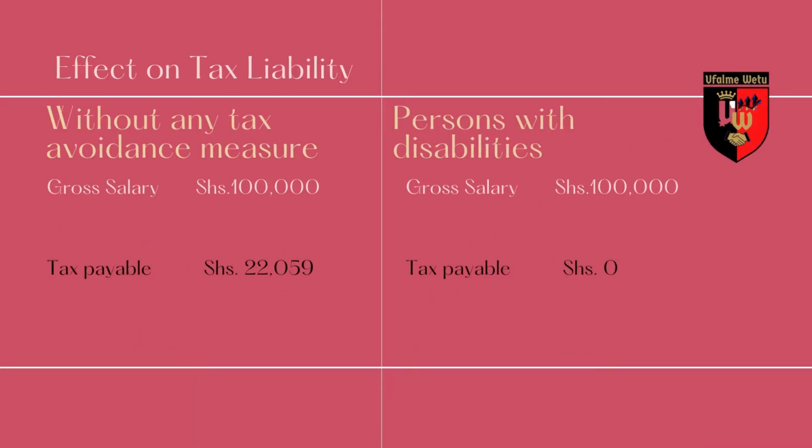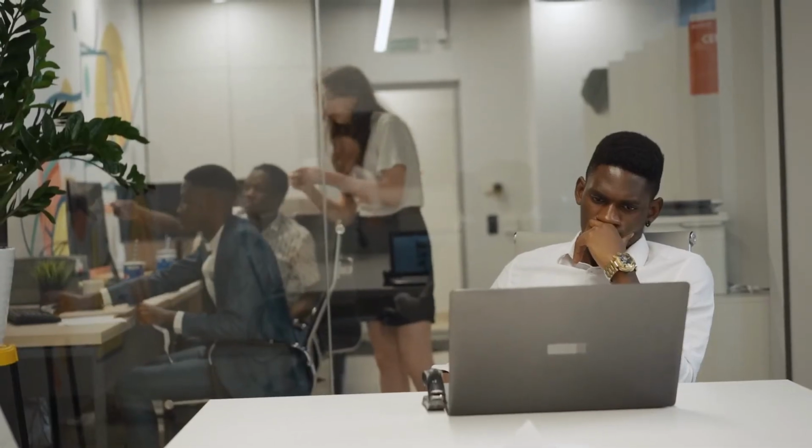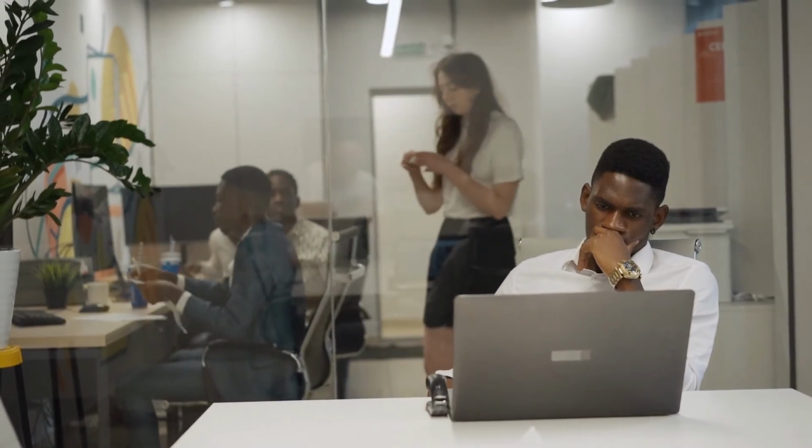Disabled people are free from paying tax on their taxable income up to 150,000 shillings per month. As a result, if you own a business or work for someone else and don't have an exemption certificate, you're losing out on a lot of money. The fourth way is to take advantage of business exemptions.